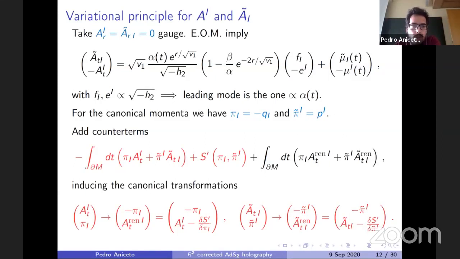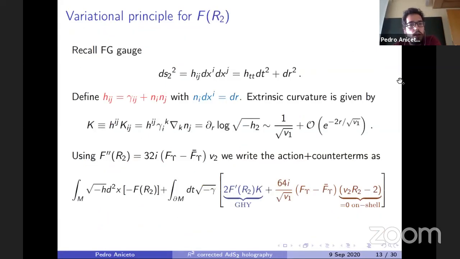On the other hand, we also have to deal with the f of R term. For the f of R term, we deal with it in the usual manner, adding the Gibbons-Hawking-York counter term. We have to determine the induced metric, which is very easily computed. Notice once again the not so usual sign here. It's because of our definition for the Ricci tensor.